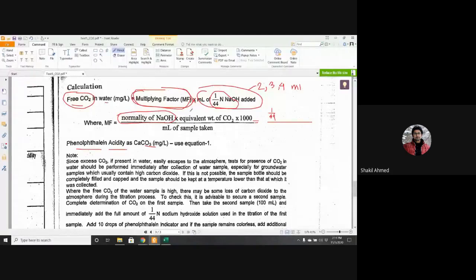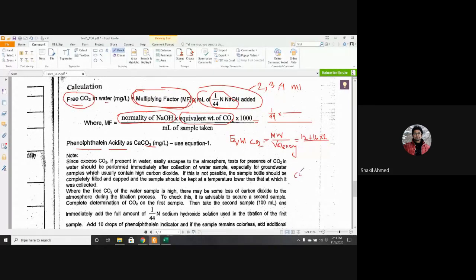You have added this. Now, the equivalent weight of carbon dioxide. What is the equivalent weight of carbon dioxide, CO2? The equivalent weight of carbon dioxide equals what, guys? Molecular weight divided by valency. Am I right? Yes, sir. The molecular weight is what? Carbon is 12 plus oxygen is 16, 16 into 2, so 44, divided by valency.